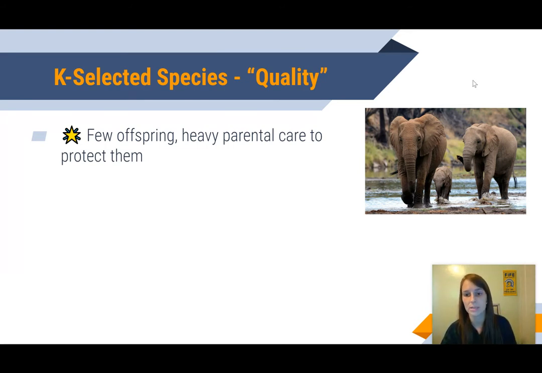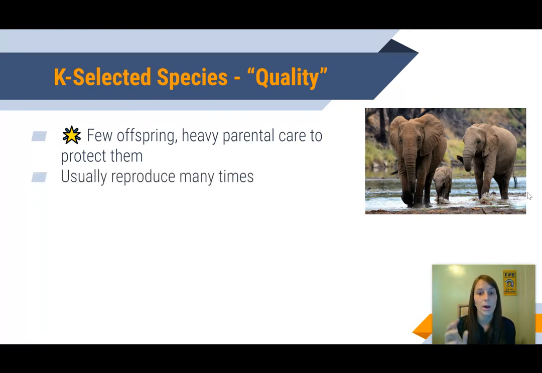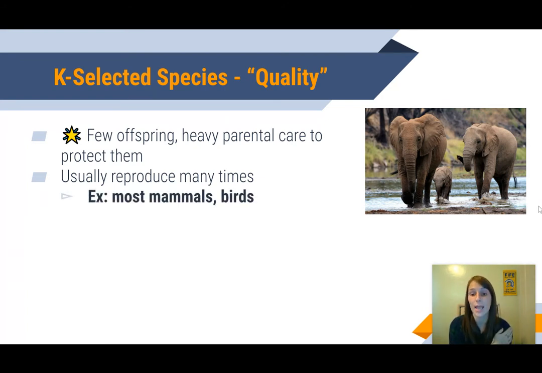Elephants do not have very many babies. It's usually one, occasionally two at a time, but there's a lot of energy invested into caring for them and protecting them as they grow older. Now, throughout their life, they are usually going to reproduce many times. Even though they don't have very many offspring when they reproduce, they're still able to do it many times, mostly because they tend to live longer. And so they still can have those occasional offspring. And this is going to encompass most mammals and birds.